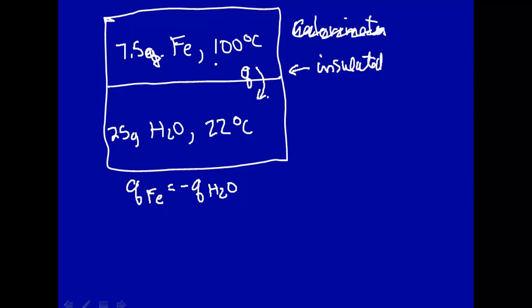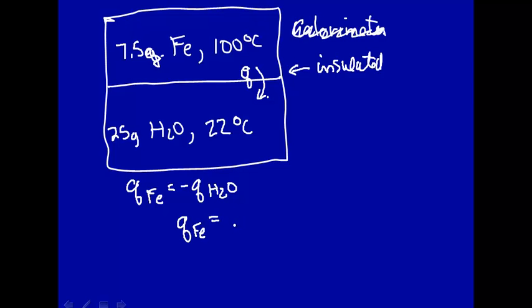We're not doing any work. There's no expansion. So the energy change is just this Q that's transferred. And by the first law of thermodynamics, this is an insulated, isolated system. The heat lost here has to equal the heat gained here. All right, I should put the minus sign the other way. So let's talk about the heat lost by iron, Q Fe.